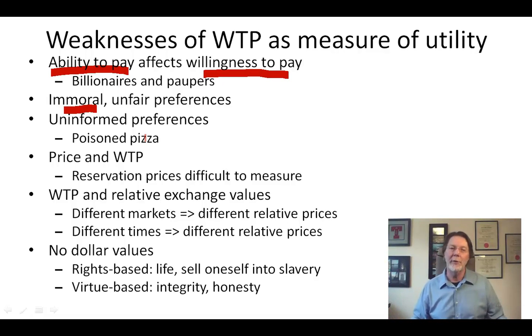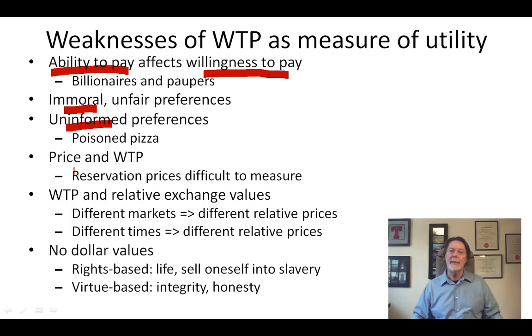You'll also be willing to pay for things about which you do not have enough information. For example, with uninformed preferences, supposing you've got some pepperoni pizza, and unbeknownst to you, the pepperoni has gone bad. Well, you might still be willing to pay $4 a slice or whatever for this pepperoni pizza, but you would not if you were properly informed, if you knew that there was something wrong with it. So in that sense, it doesn't really measure what you would pay for it if you knew everything that you really should know.